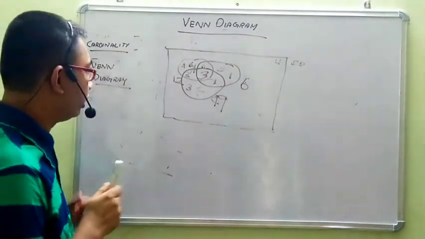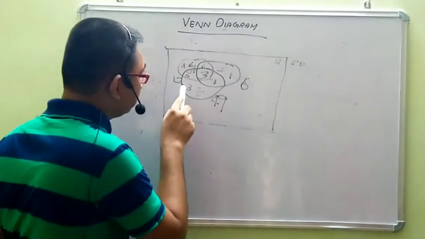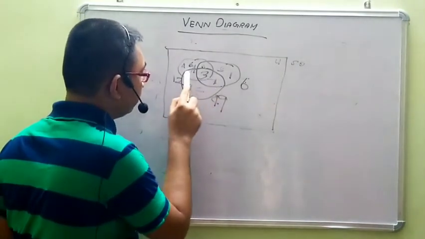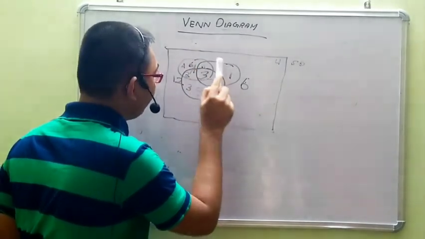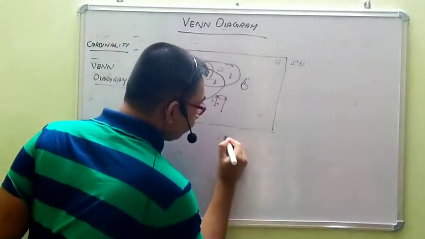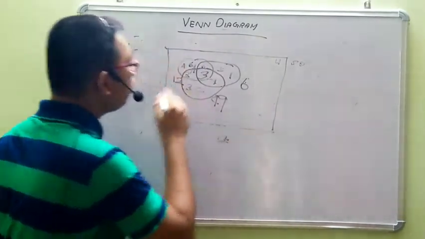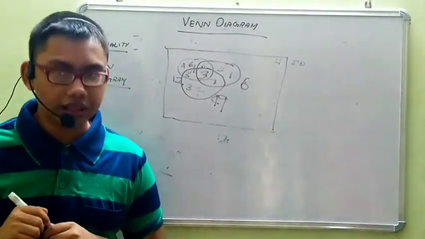Now, when you add all these, don't add the outer, add the interiors only. You will get 3, 4, 6, 9, 10, 11 and 17. Now, if you use the formula, also you will be getting 17 elements in A union B union C.